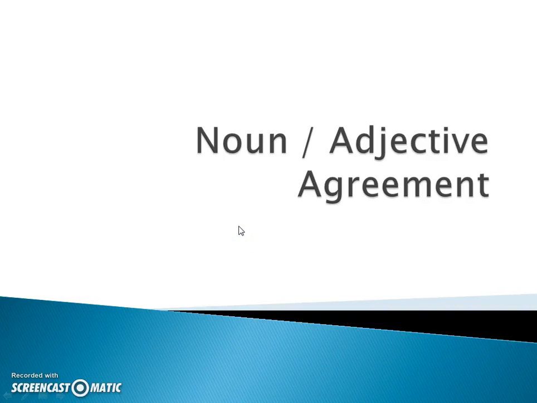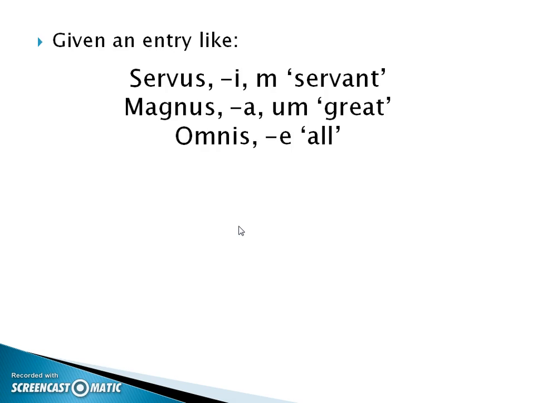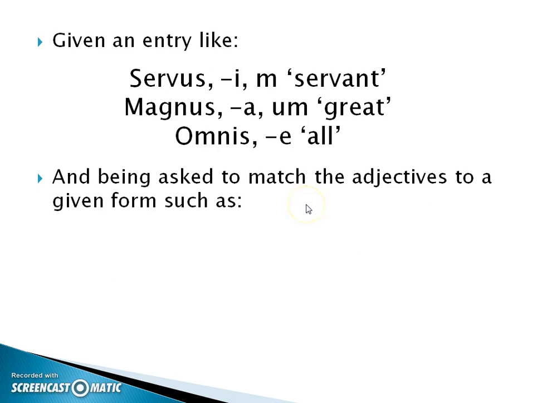Latin 1, noun adjective agreement. Given an entry like servus, servi, masculine, servant, and magnus, magna, magnum, meaning great, and omnis, omne, meaning all, if I were to ask you to match the adjectives great and all to a given form of servus, like for example servo, how would one proceed?